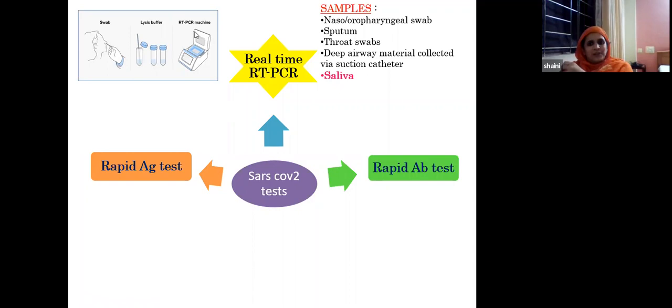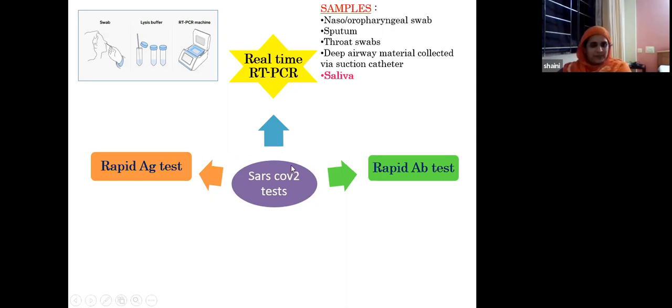Now, the good thing about saliva is it is much easier to collect saliva sample. You don't need a trained personnel. So in that way, the healthcare workers are at much lower risk when saliva is used. It can be also used from at home, and the saliva sample can be sent to the lab, and the test results have been promising. So saliva is an upcoming or important material in order to test for RT-PCR.